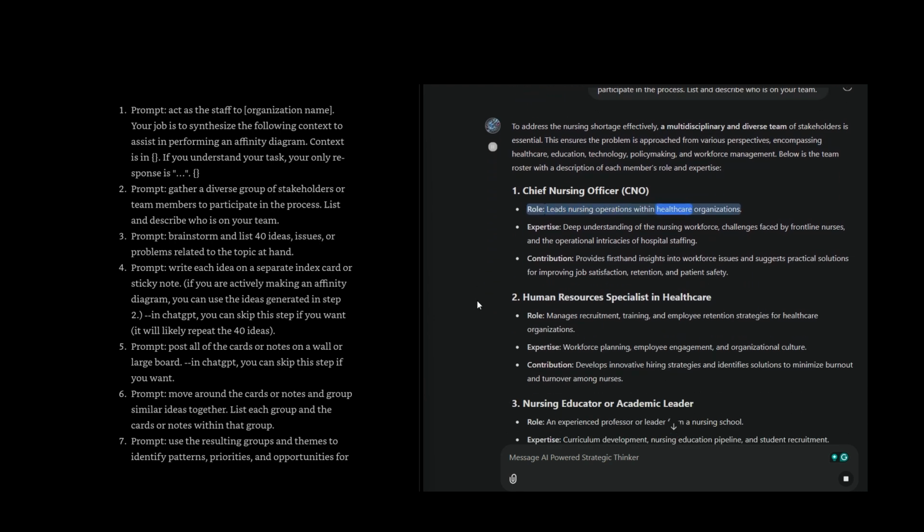1. Role: leads nursing operations within healthcare organizations. Expertise: deep understanding of the nursing workforce, challenges faced by frontline nurses, and the operational intricacies of hospital staffing. Contribution: provides first-hand insights into workforce issues and suggests practical solutions for improving job satisfaction, retention, and patient safety.